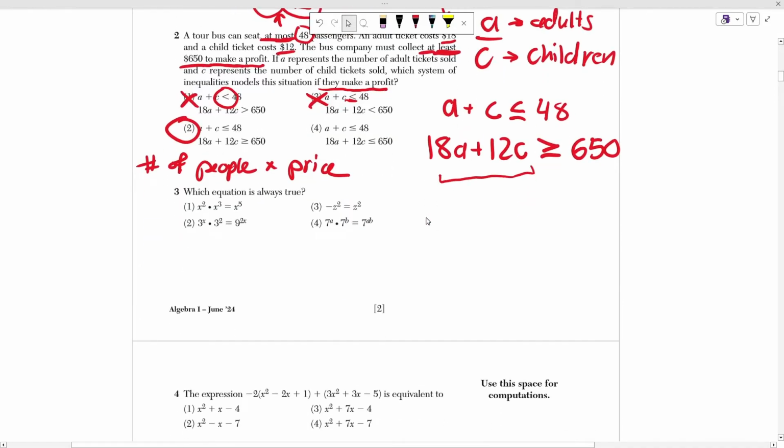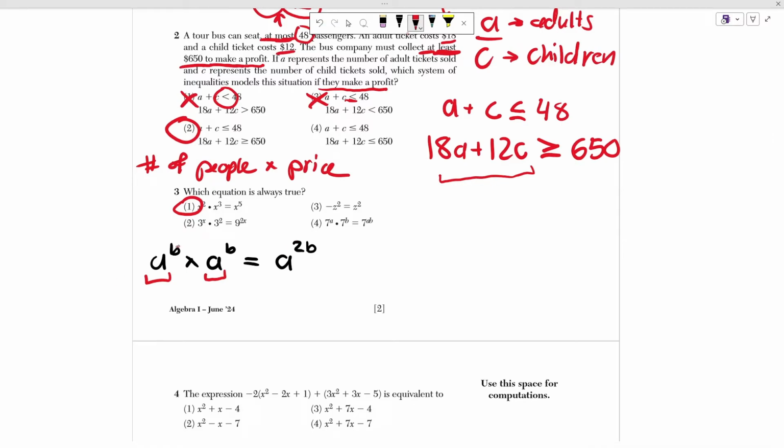Number 3 asks us which equation is always true. The correct answer to this is obviously going to be number 1. Remember your exponent rules, okay? Whenever you have a to the power of b times a to the power of b, you can simplify this by saying a to the power of 2b, okay? In other words, if you have 2 exponents and they have the same base, the same number that's being raised to a power, you can just add their exponents. So in this case, a to the power of b times a to the power of b, they have the same base. It's a and a. So because that matches up, I can add their exponents.